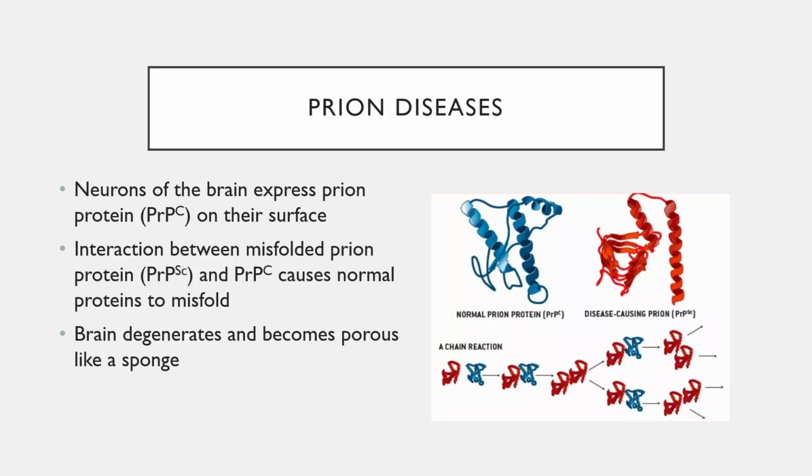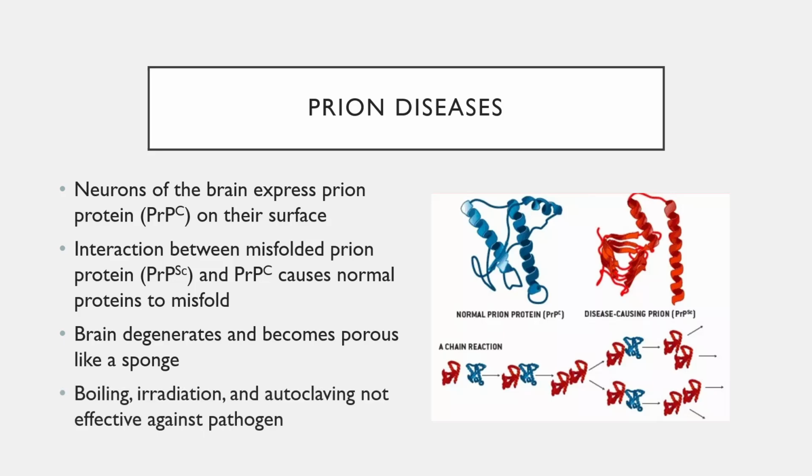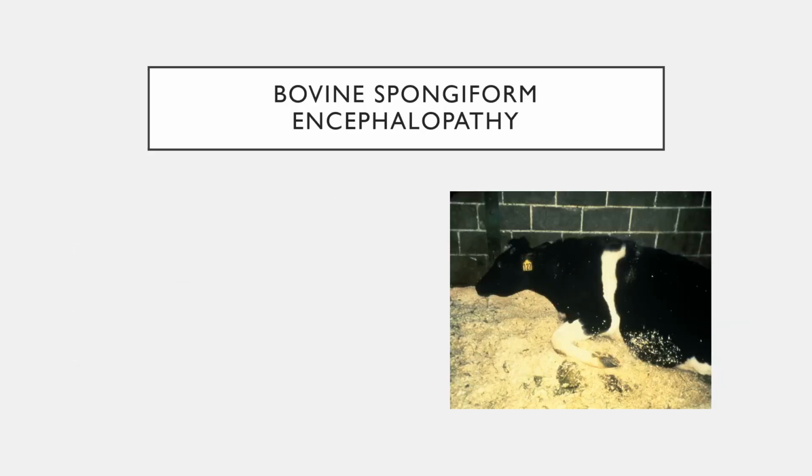Prions are resistant to all different types of disinfection. They do not respond to boiling, irradiation, or autoclaving. So they are a really scary little acellular pathogen. And we're going to talk about two different types of spongiform encephalopathies, one that infects humans and one that does not. The first of these is bovine spongiform encephalopathy, which is colloquially called mad cow disease or scrapie.